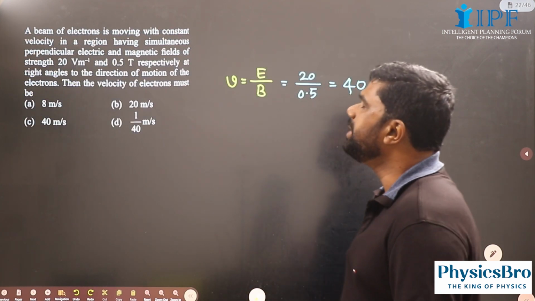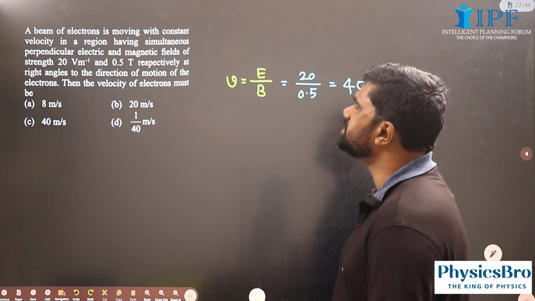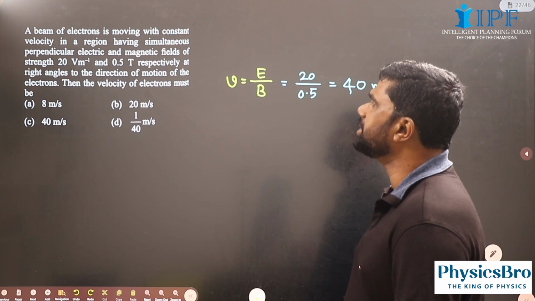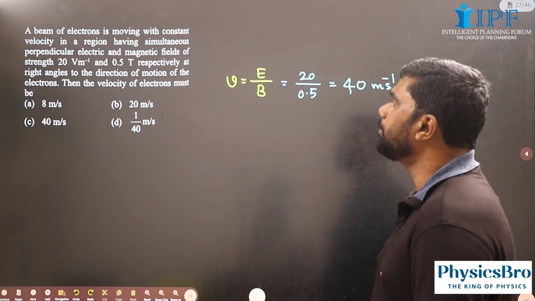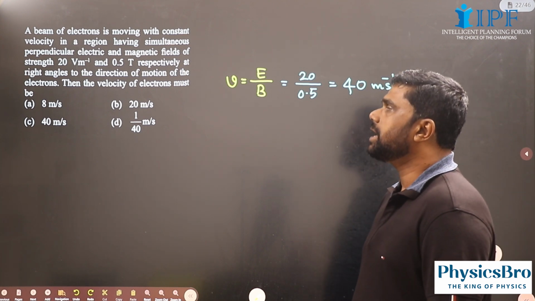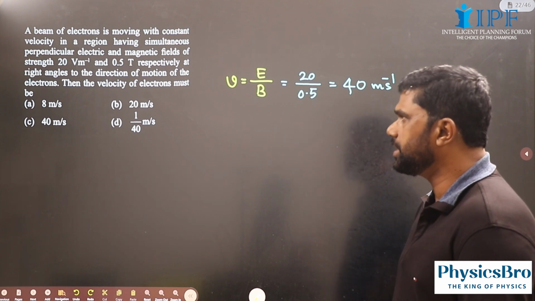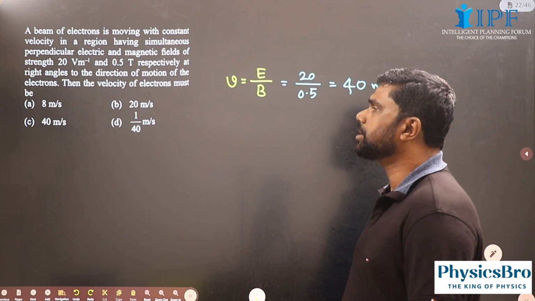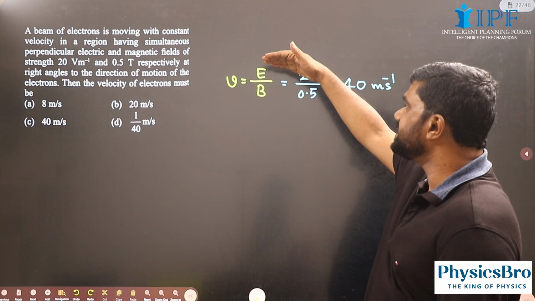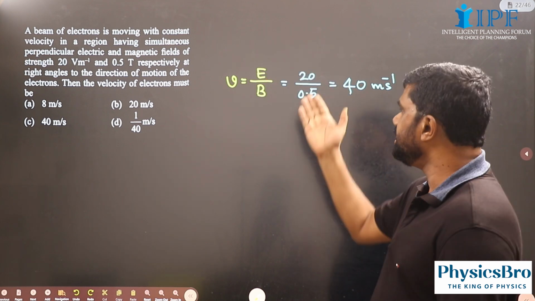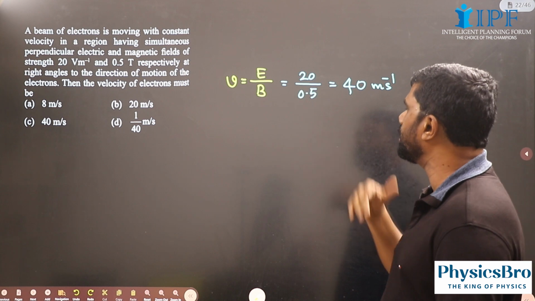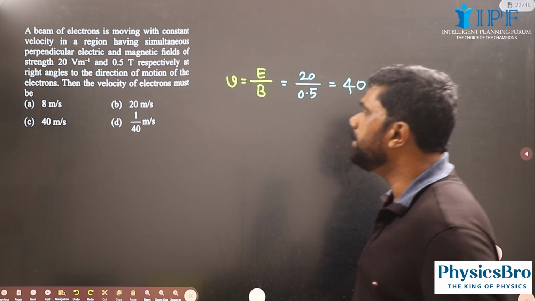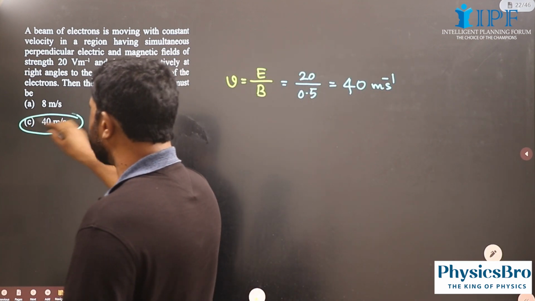A beam of electron is moving with a constant velocity in a region having simultaneous perpendicular electric and magnetic fields of strength 20 volt meter is minus 1 and 0.5 Tesla respectively at right angles to the direction of motion of the electrons. Then the velocity of the electron must be. See, velocity is E by B. And E is 20 in SI units, and B is 0.5. So it will be 40 meter per second.